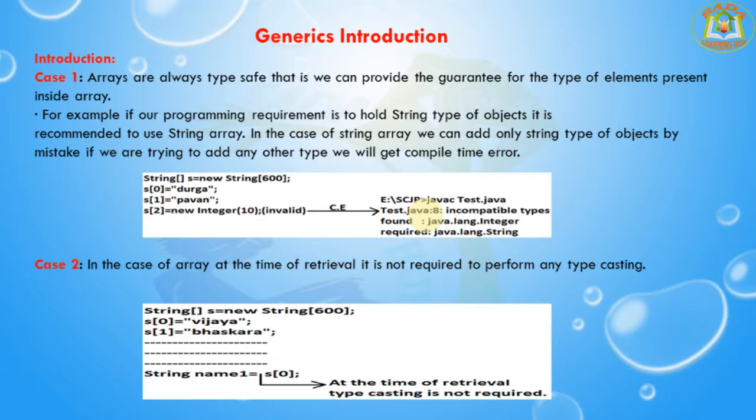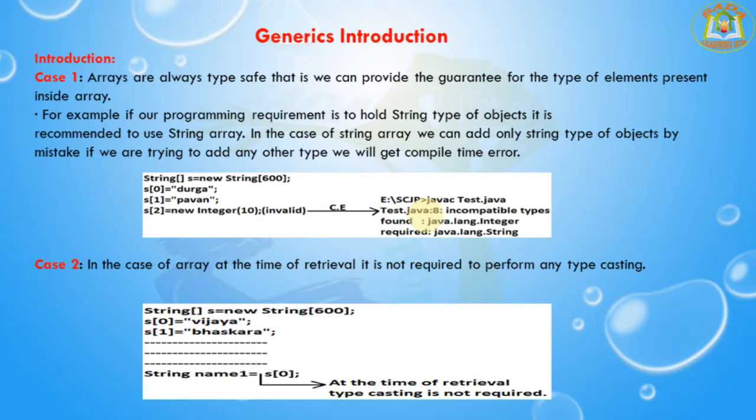Case number 1. Arrays are always type safe, that is, we can provide the guarantee for the type of elements present inside the array. For example, if our programming requirement is to hold string type of objects, it is recommended to use a string array. In the case of a string array, we can add only string type of objects. If we try to add any other type, we will get a compile time error.